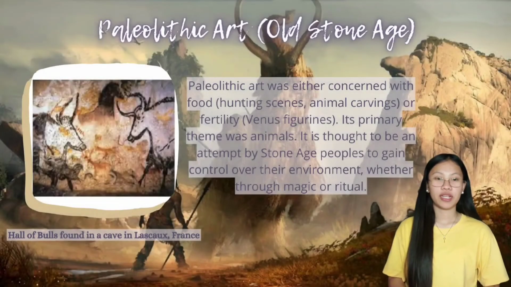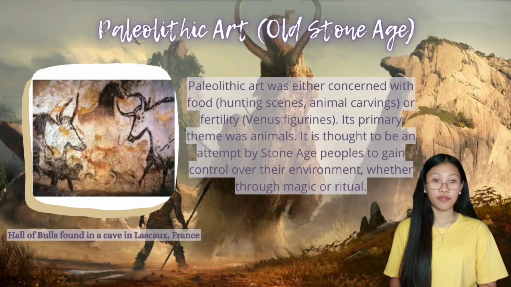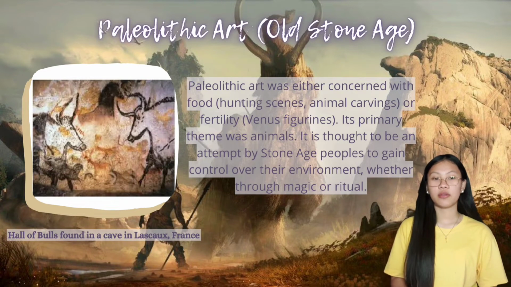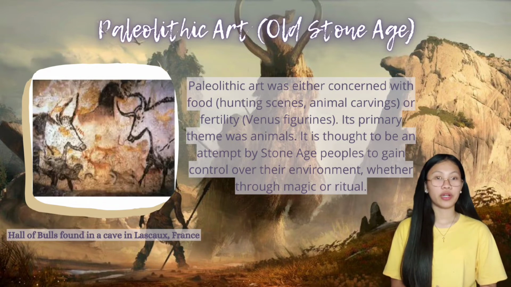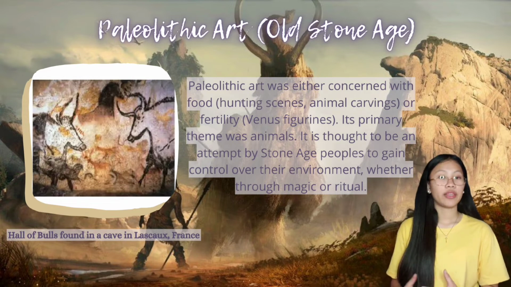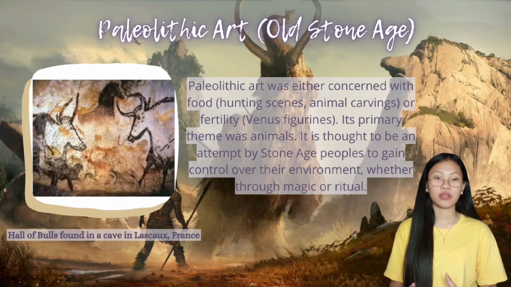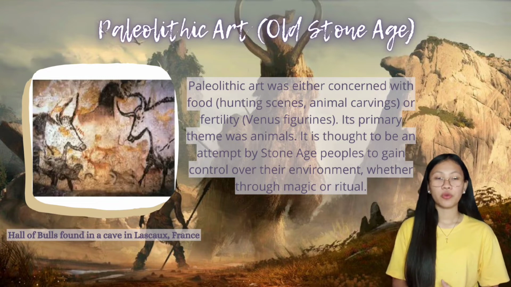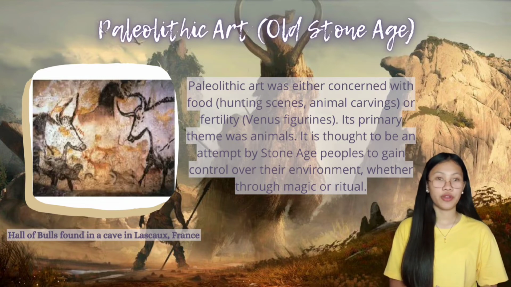The first period is the Paleolithic art or the Old Stone Age culture, which lasted from roughly 30,000 to 10,000 BCE. It provided the earliest example of human ingenuity or inventiveness, and it is said that Paleolithic art focused on either fertility or food, such as hunter scenes, animal carvings, and Venus figurines, where animals are the primary theme. It is believed that the Stone Age people were making an effort, whether through magic or ritual, to take control of their environment.